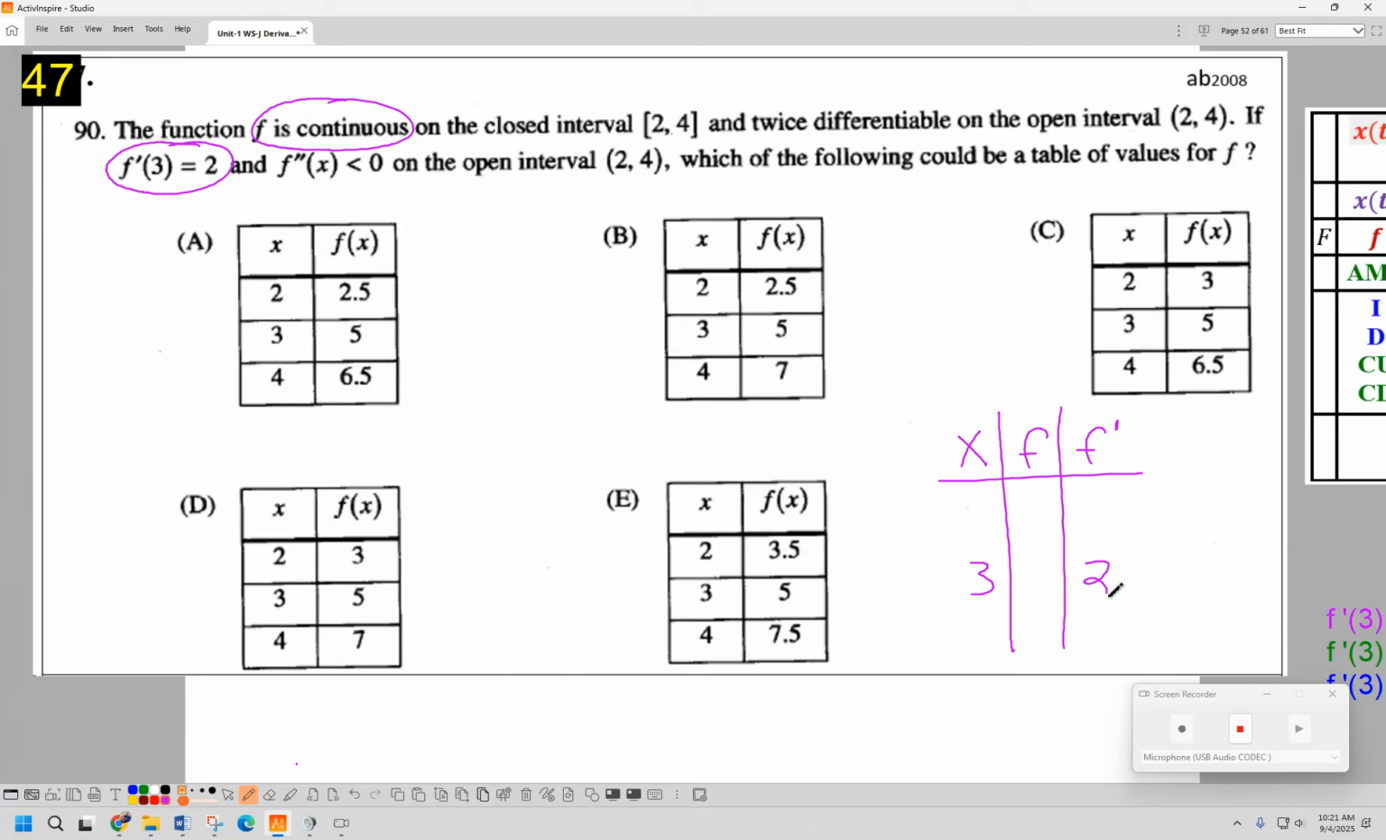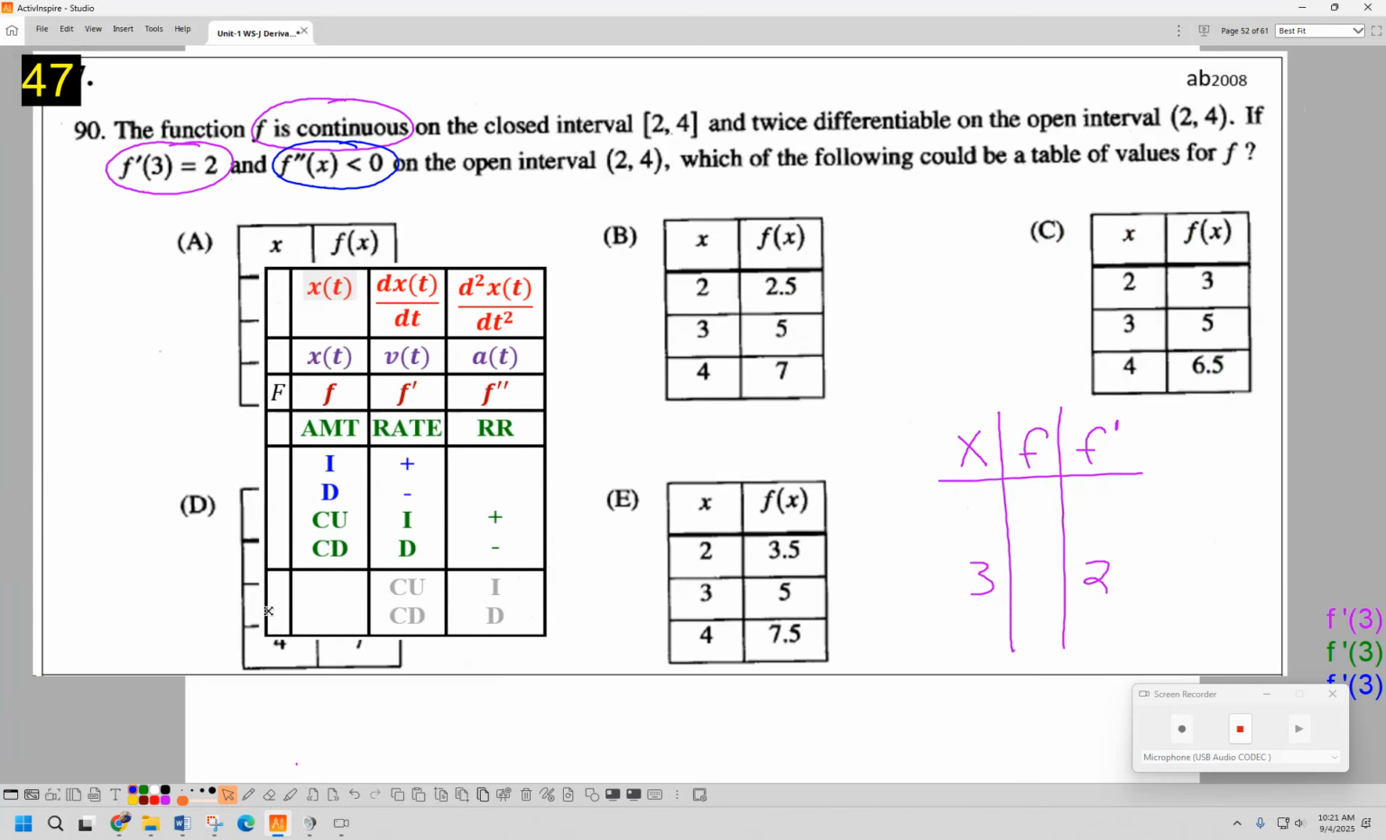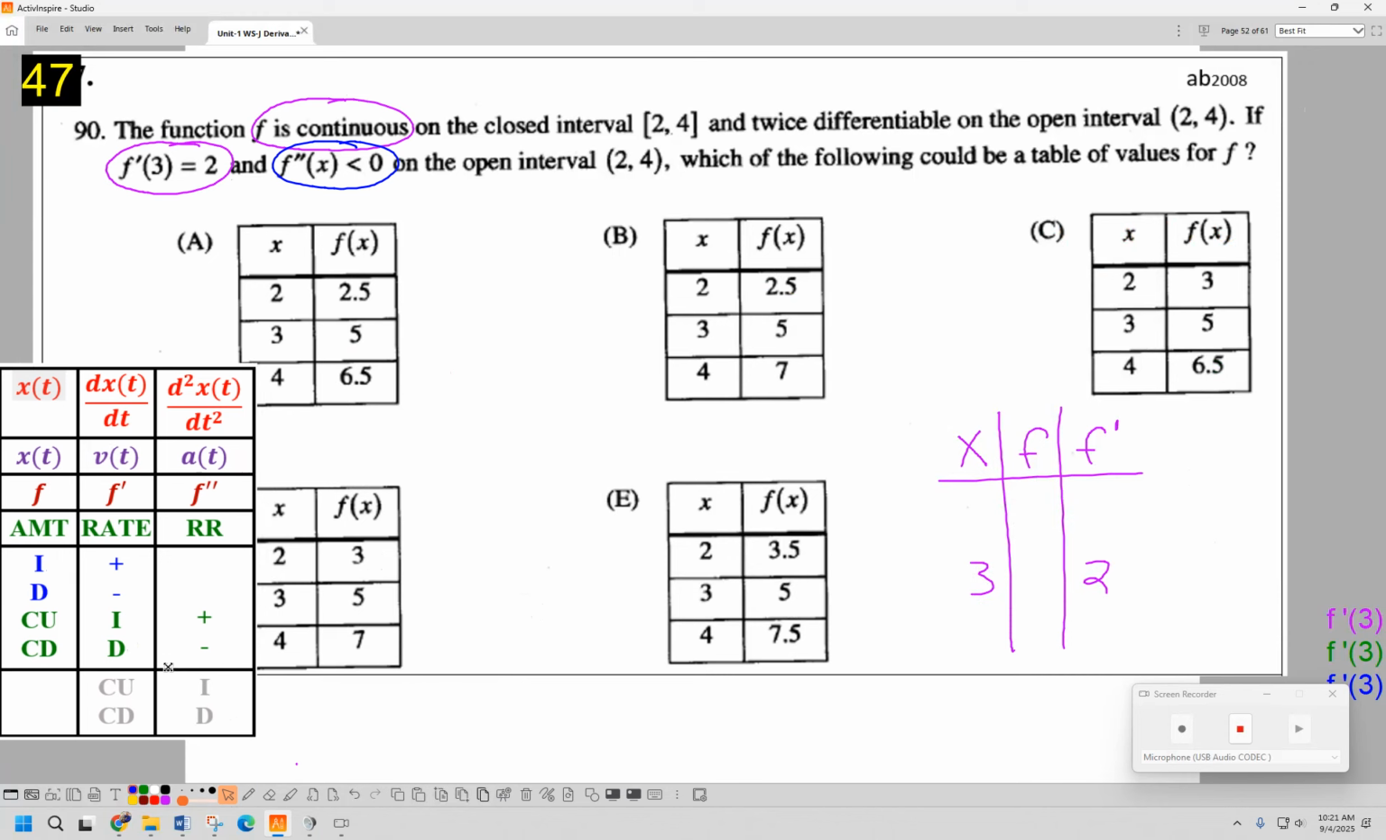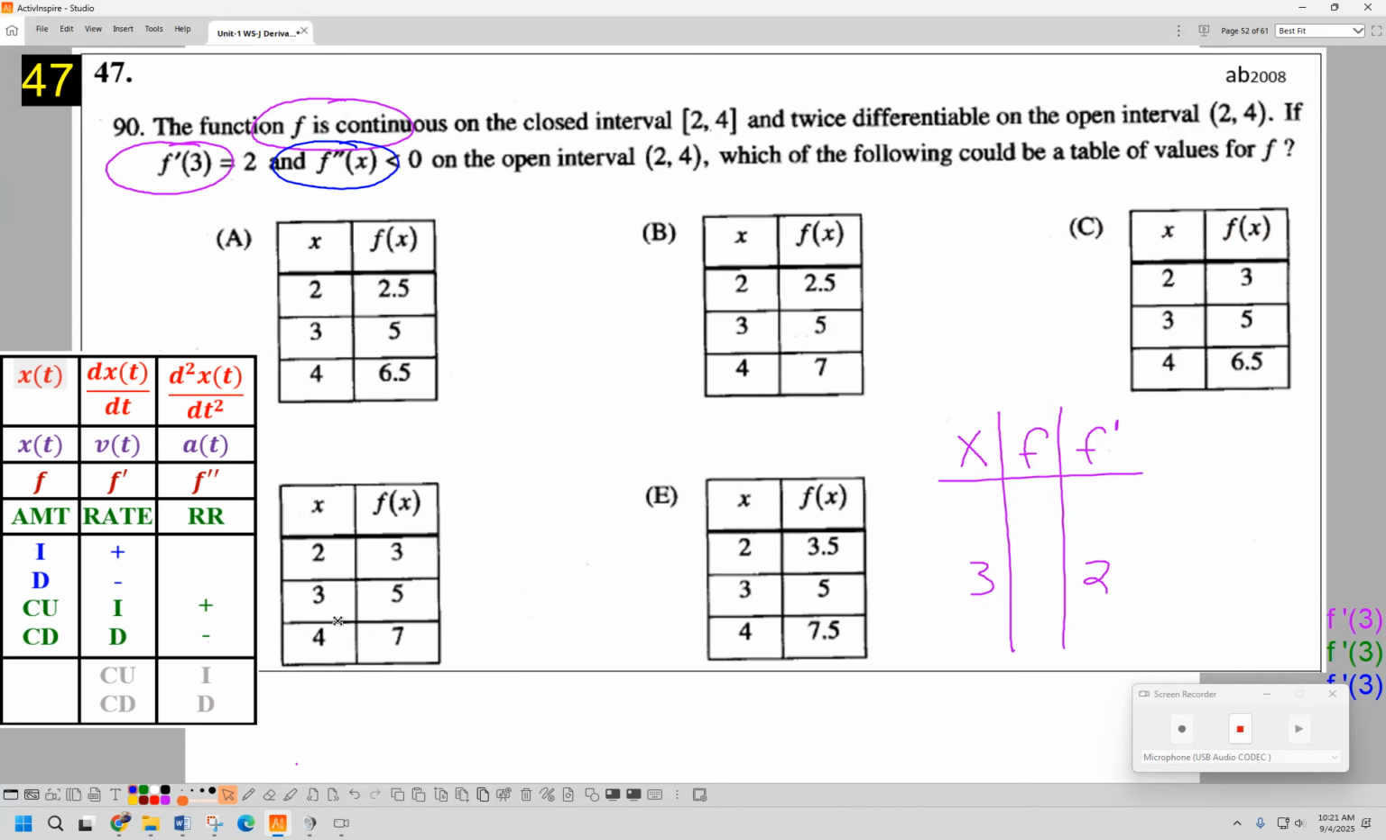I don't know how that helps me, so I keep reading. How do I translate? Oh, I'm just going to tell you. F double prime is less than 0. That brings me right to Danica's chart right away. And I notice that if f double prime is negative, that's telling me that all the slopes of f have to be going down. The values of the slopes of f must be decreasing.